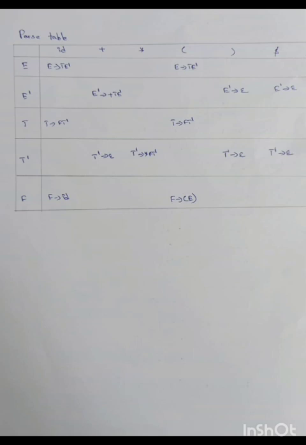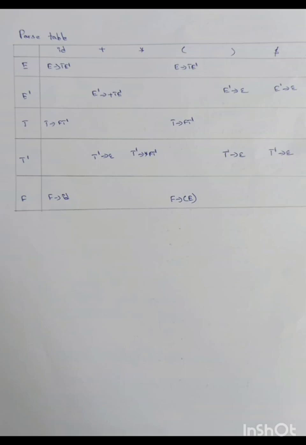Next, for substituting the follow function in the parsing table, wherever epsilon comes in the first function, here the epsilon comes under E dash and T dash. So we need to look at the follow function for E dash and T dash. So what is the answer for follow of E dash? That means close bracket and dollar. In place of close bracket and dollar we need to write E dash tends to epsilon.